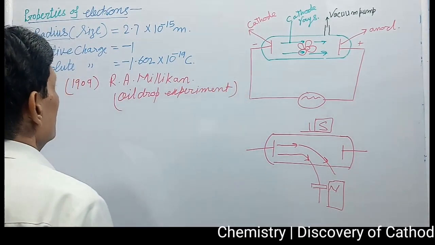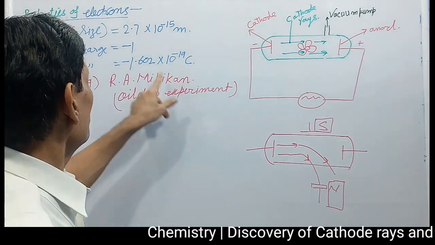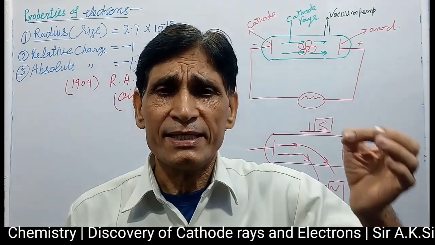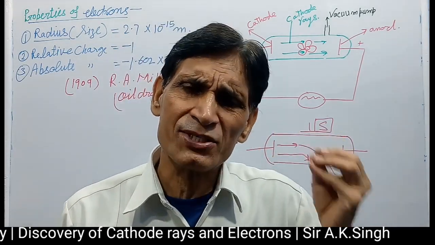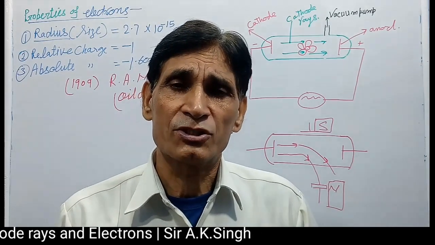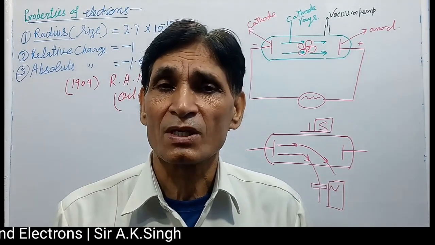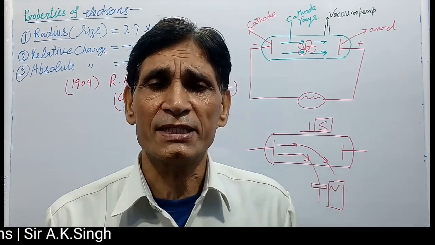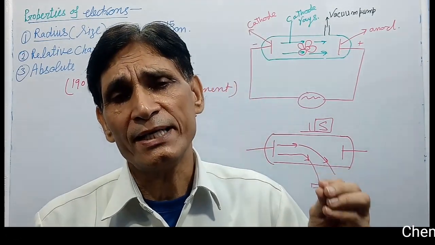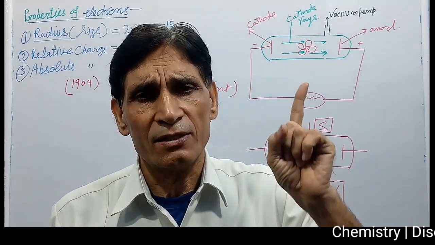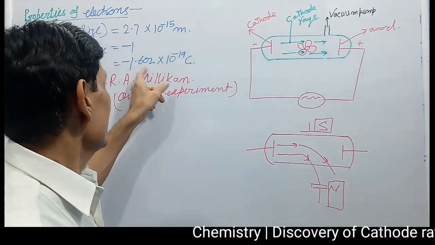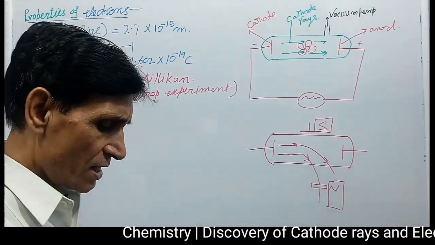Millikan determined this charge on the electron by his oil drop experiment. This value of charge is the smallest charge. This is why it was taken as the unit of charge. It means the charge of an electron is 1 unit of negative charge, the smallest negative charge. It is written here as minus 1, and this is its value. Any particle can carry this charge.